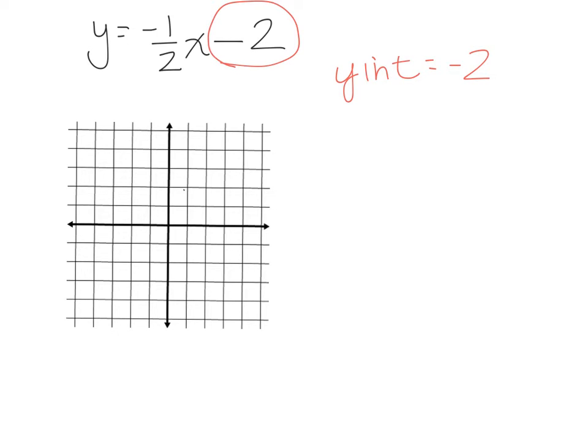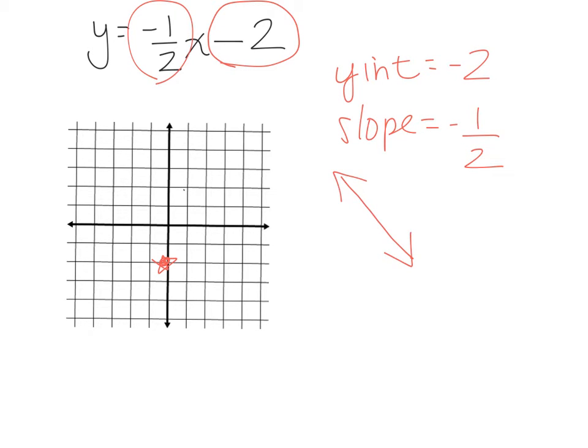So I'm going to go down 2. Right there, I'm going to put a little star. That's my starting point because I went down 2 to my y-intercept. And my slope is this guy, negative 1/2. So I know my slope is going to go downhill. Nice negative. So I'm going to go down 1 over 2, right?